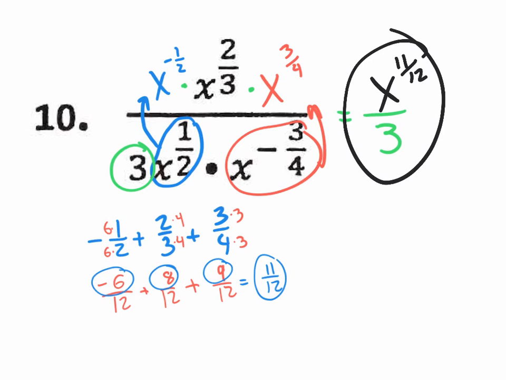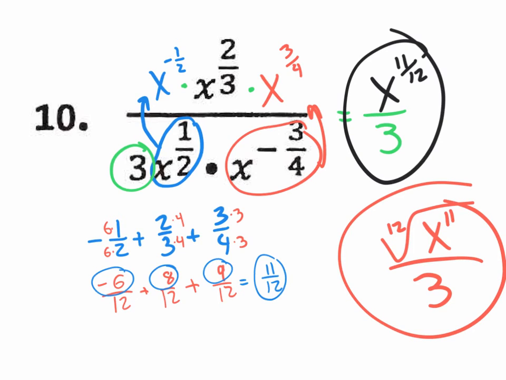Of course, it could have been done many different ways, but that is your final answer. If they do ask you to write it in radical form instead of exponential form, you would have the 12th root of x to the 11th all divided by 3. So it depends what the instructions say.